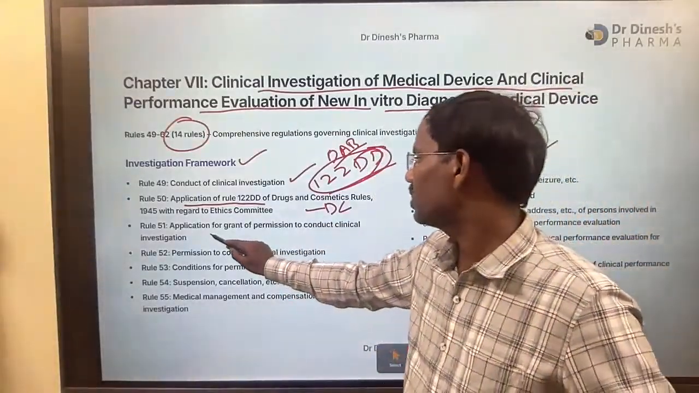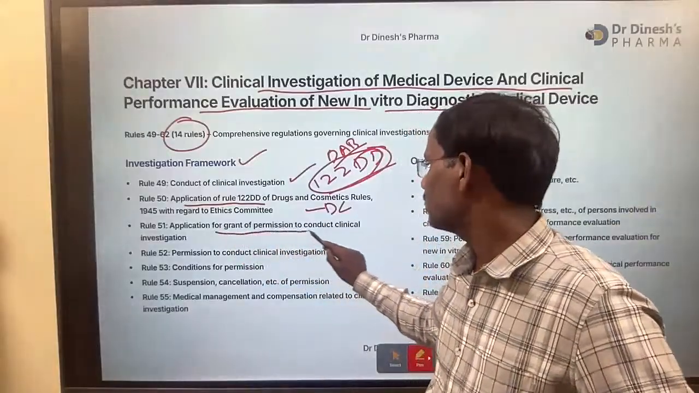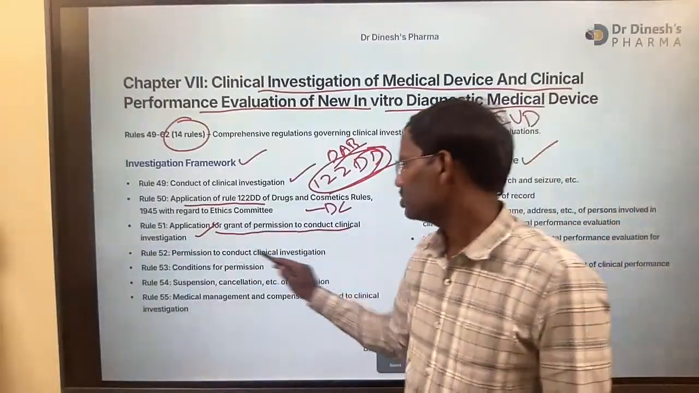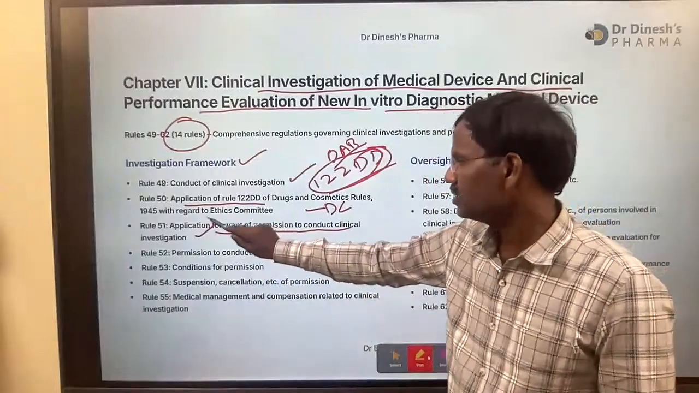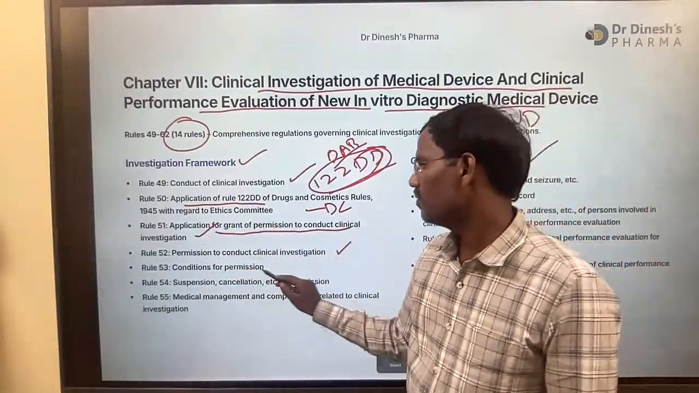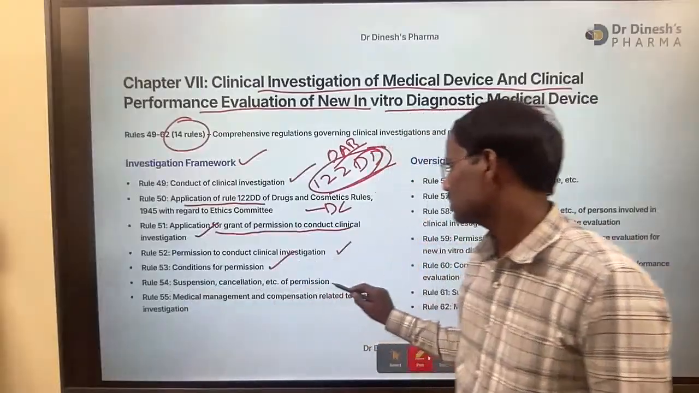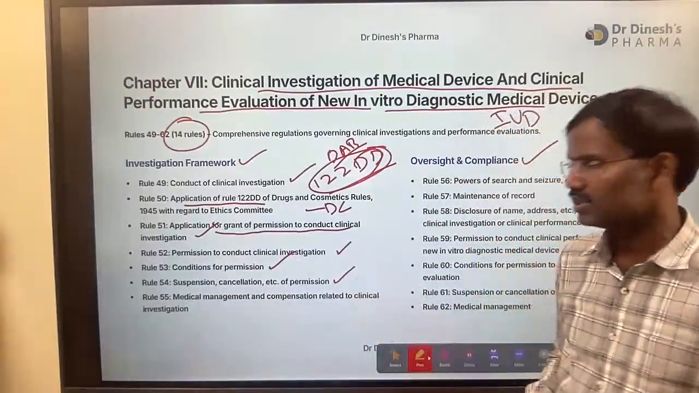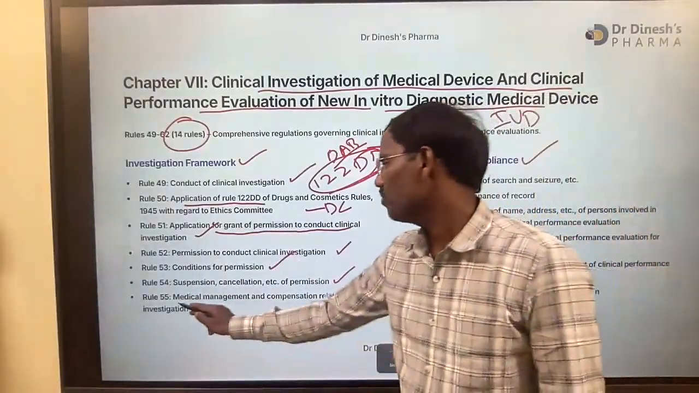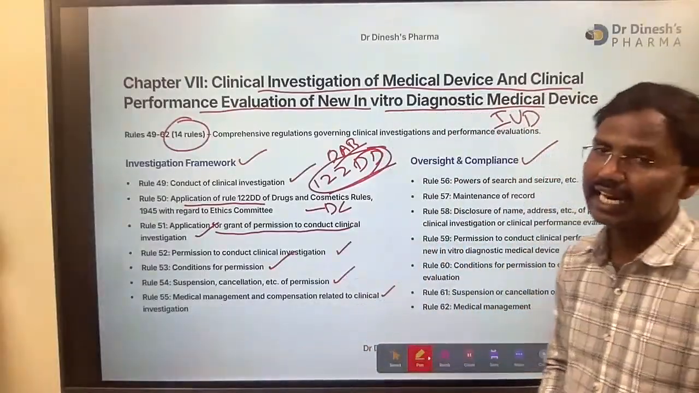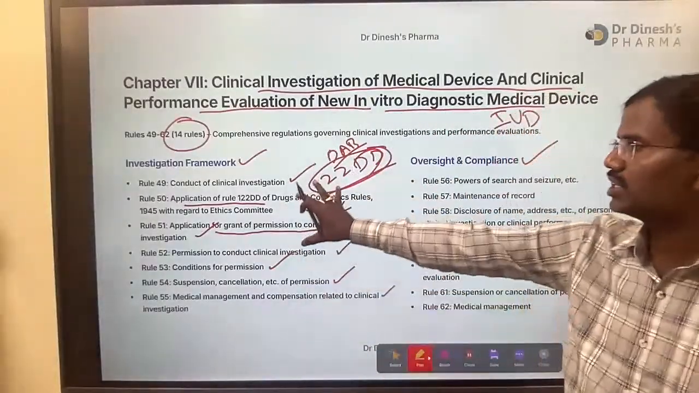And then rule number 51, application for grant of permission to conduct clinical investigation, and permission to conduct clinical investigation. This is the application and this is the permission. And then rule 53, conditions for permission, and rule 54, suspension or cancellation of permission if anything goes wrong. And rule 55 talks about medical management and compensation related to the clinical investigation. So this is the investigational framework.